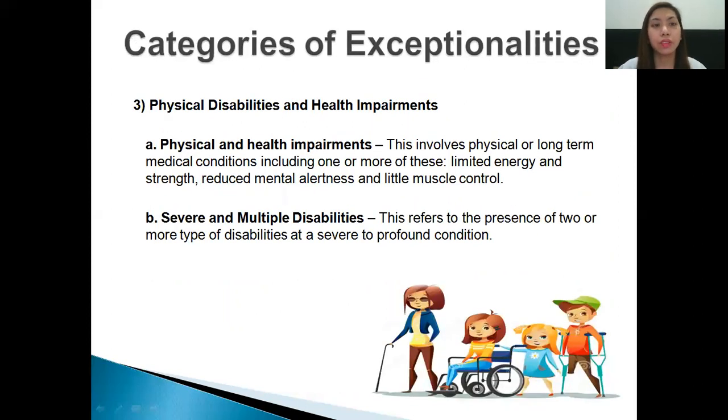Third category is physical disabilities and health impairments. Physical and health impairments involves physical or long-term medical conditions including one or more of these: limited energy and strength, reduced mental alertness, and little muscle control. Severe and multiple disabilities refers to the presence of two or more types of disabilities at a severe to profound condition.